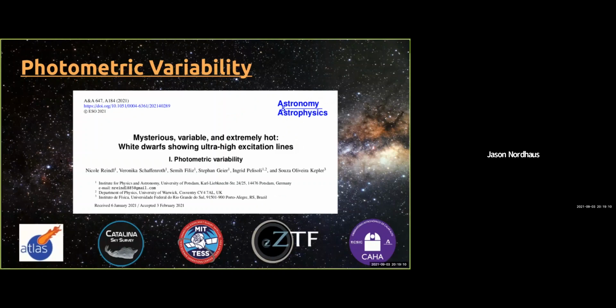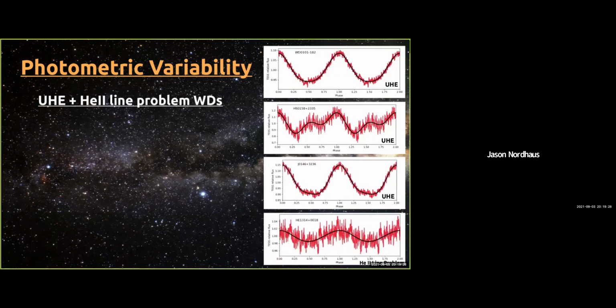To answer some of these questions, we conducted a multi-band photometric study. We investigated light curves from ground-based and space-based surveys of 16 ultra-high excitation and 8 helium-2 line problem white dwarfs. Here you can see ultra-high excitation white dwarfs and helium-2 line problem white dwarfs come with different light curve shapes. Some of them have roughly sinusoidal shapes, some have extended almost flat minima, and some have unusual asymmetrical light curve shapes.